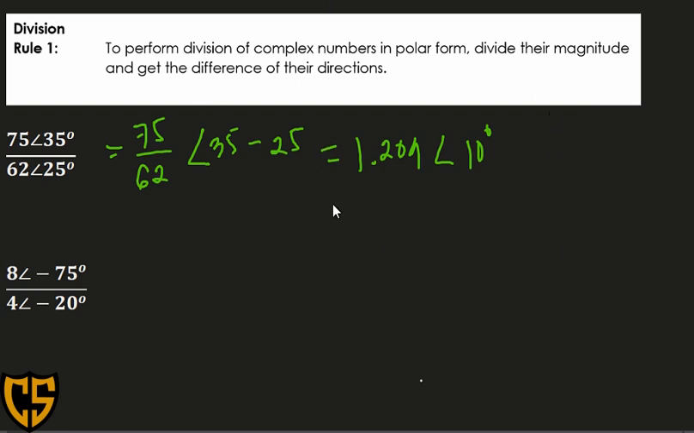For this second example, we can solve it right away. 8 divided by 4 will be equal to 2. The angle is negative 75 minus negative 20, so this will be negative 55 degrees. That is how simple it is when it is expressed in polar form.